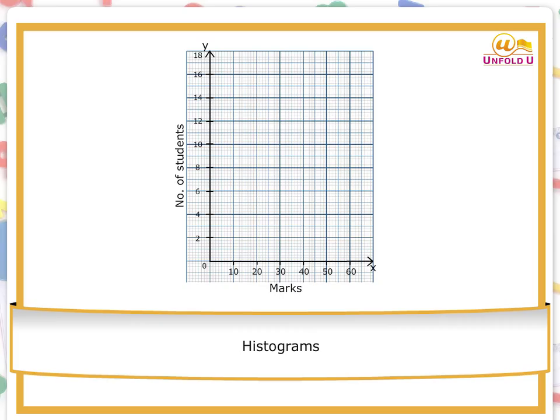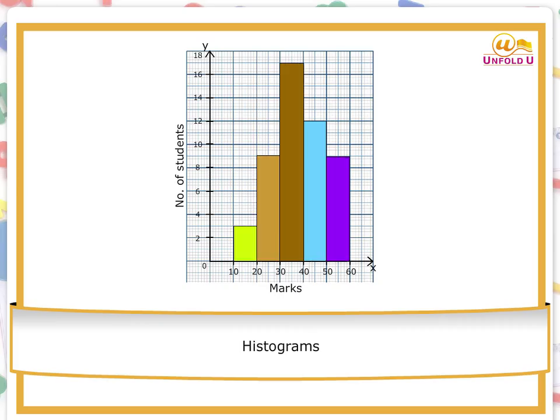on the y-axis. We now draw rectangular bars of width equal to the class size and length equal to the frequency of the corresponding class intervals. In this way, we obtain the histogram.